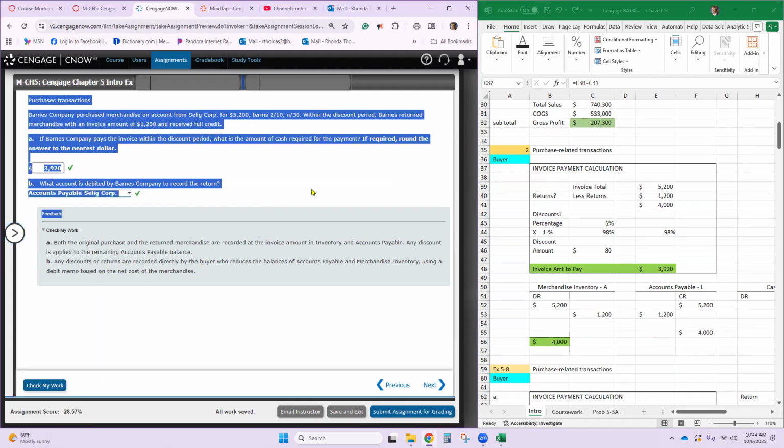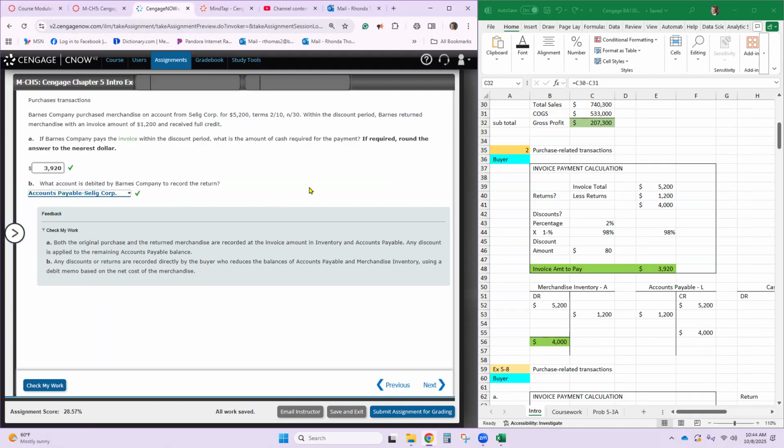Mine says that the Barnes Company purchased merchandise on account from Salik Corporation for $5,200. The terms are 2/10, n/30. So this means there's a discount being offered by the seller, which we are not. We're the buyer. Okay, so within the discount period, we are Barnes, return merchandise with an invoice amount of $1,200 and receive full credit. So unfortunately, with products, returns happen.